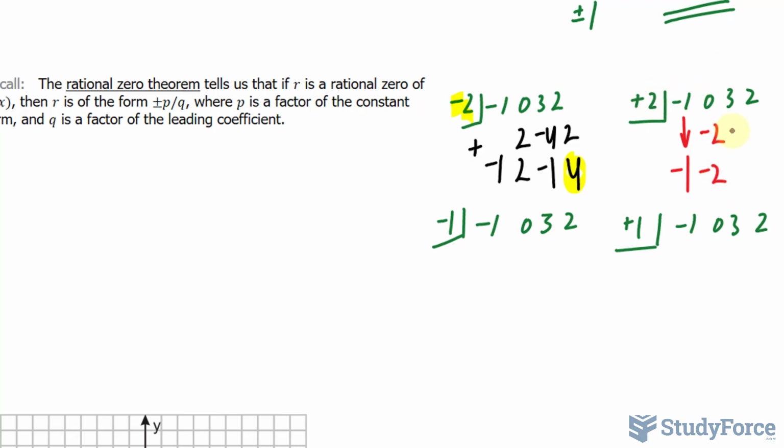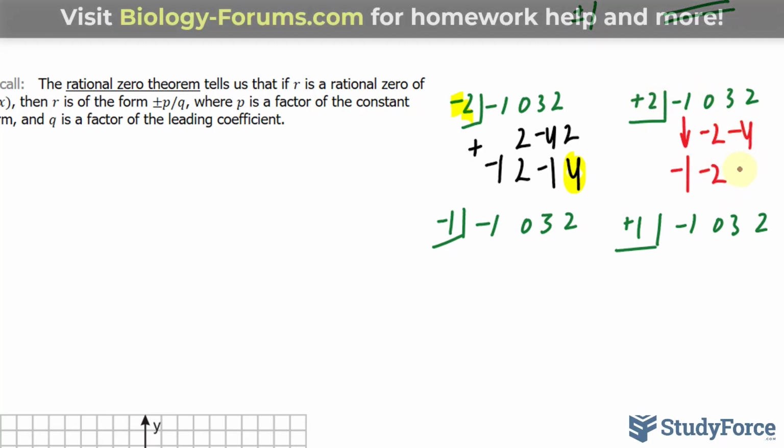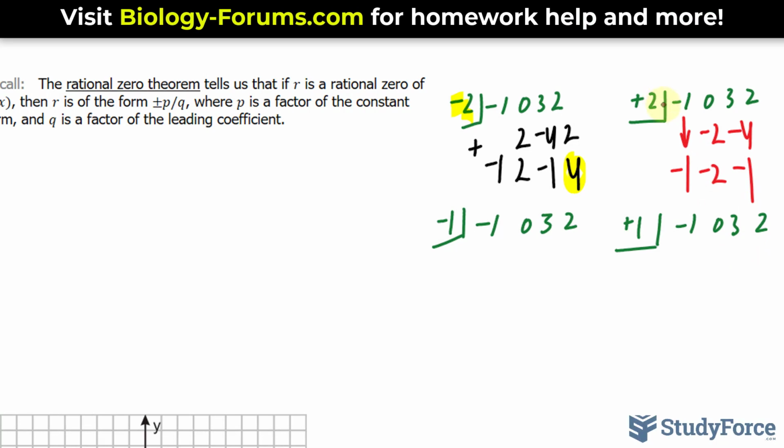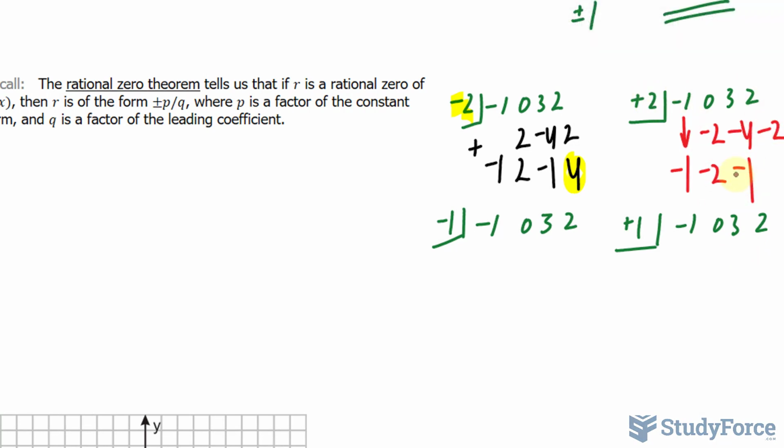2 times negative 2 is negative 4. Adding these two up, we end up with negative 1. Multiplying 2 and negative 1 is negative 2, and adding 2 and negative 2 is 0. We end up with a remainder of 0, so this is one of our roots. Now without having to test these, you will not end up with the roots of 0. So to save time, I'll skip these.